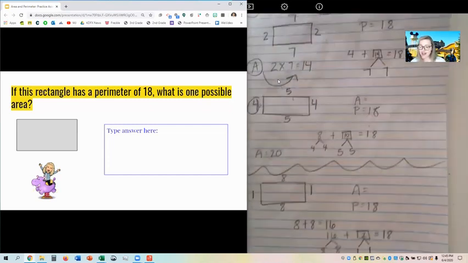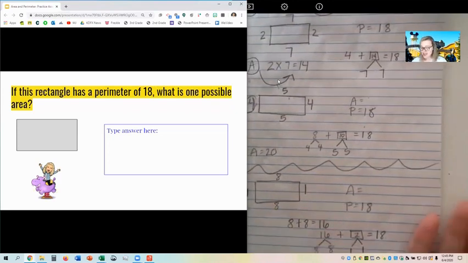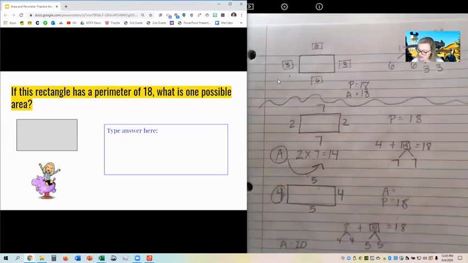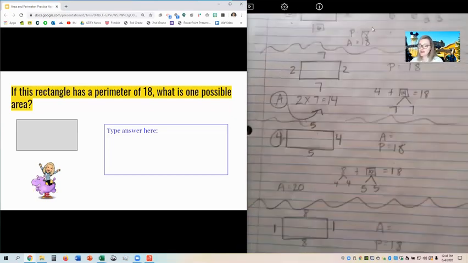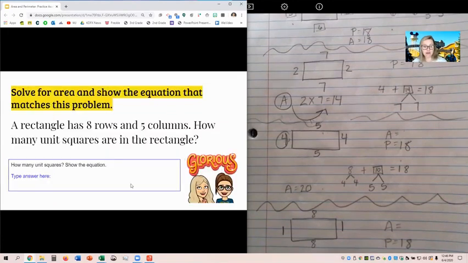And now that I know that, I can't use 9, because 9 plus 9 is 18, and you can't have a side worth 0. So these are all the options. So we found 1, 2, 3, 4 ways in all. Okay, so you would just type one way in here. I was just giving you 4 examples.